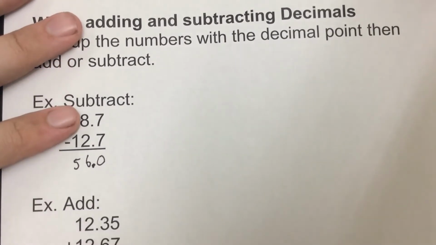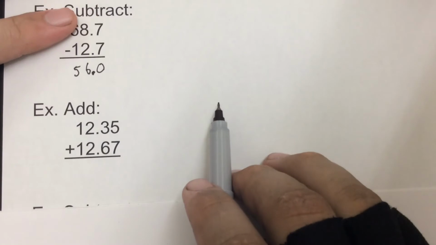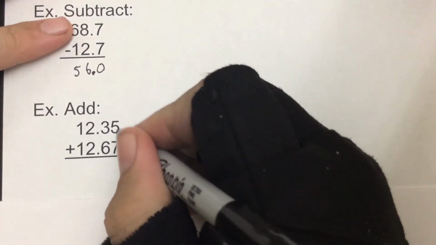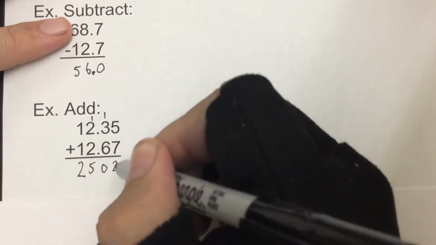Same thing adding. Start off, make sure they are lined up, which in this case we are. So now we can put this together. 5 and 7 make 12. 1, 3, and 6 make 10. 1, 2, and 2 is 5. And 1 and 1 is 2. Bring the decimal straight down, so 2502.